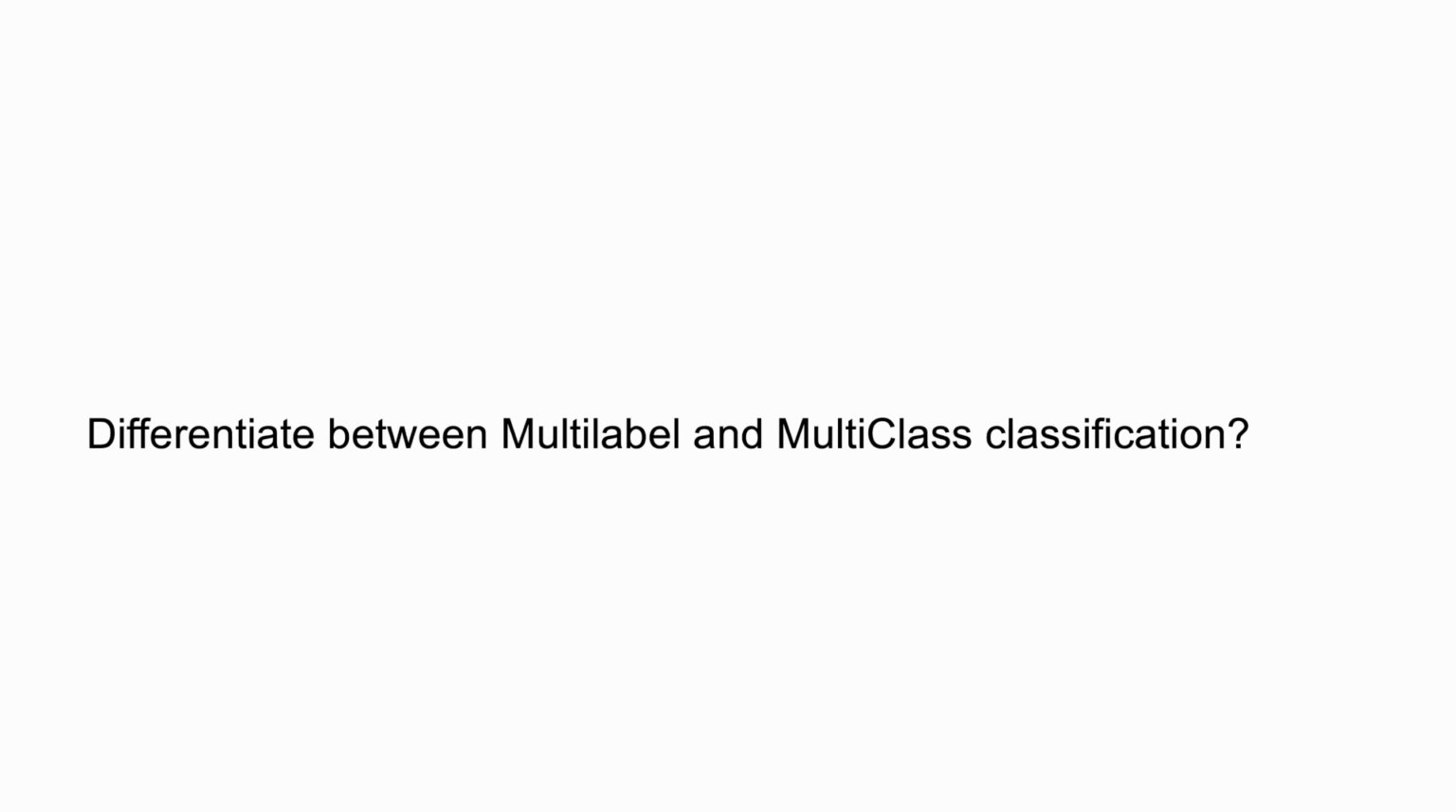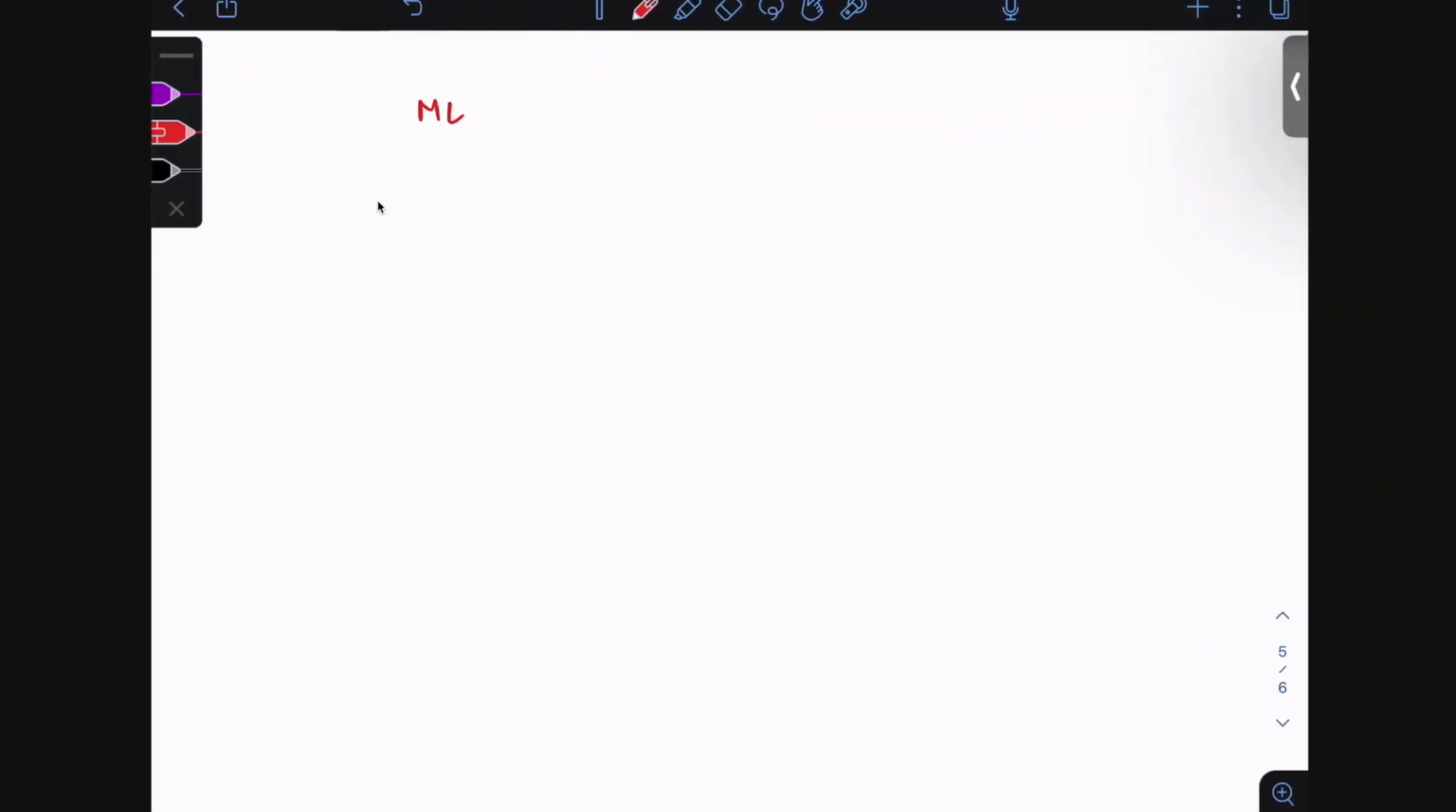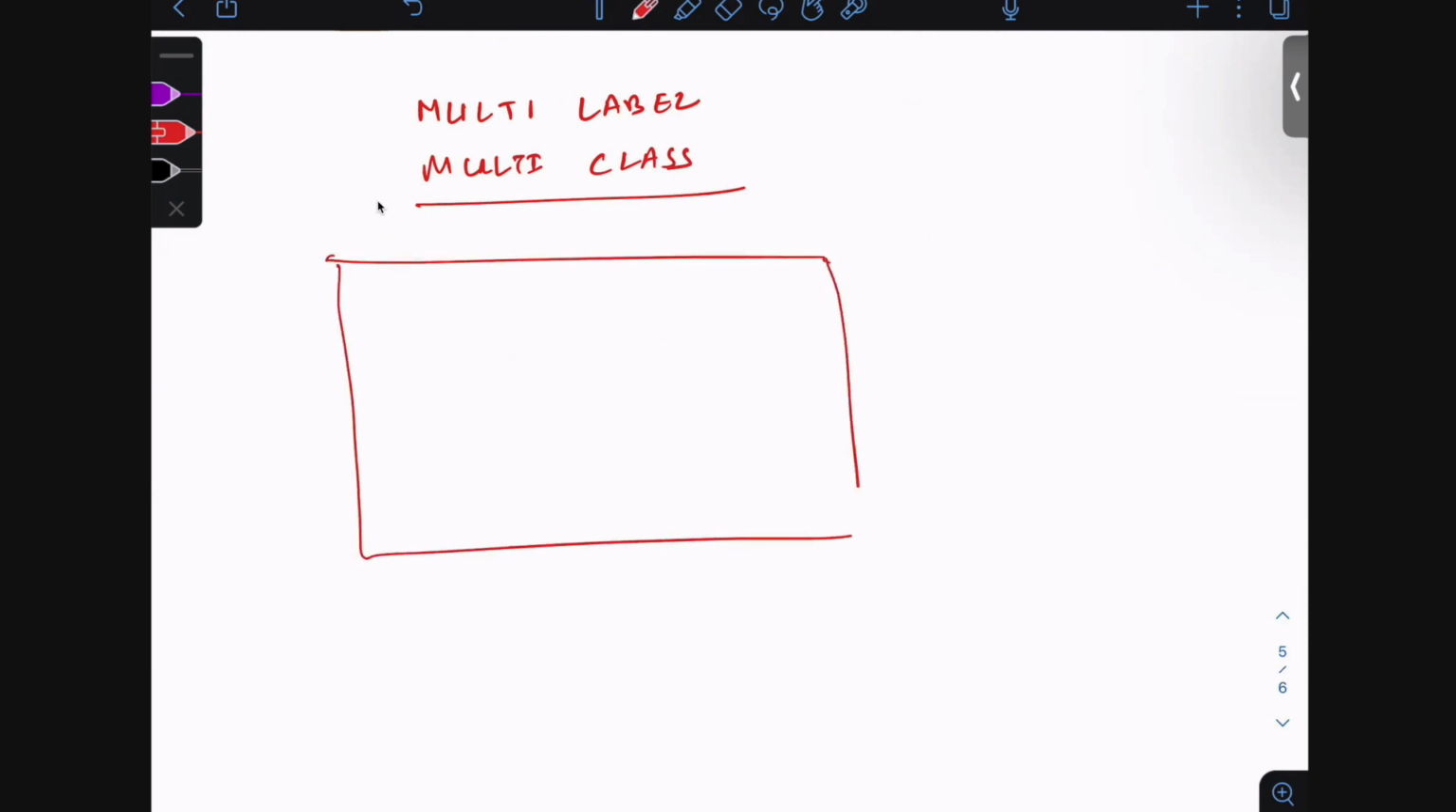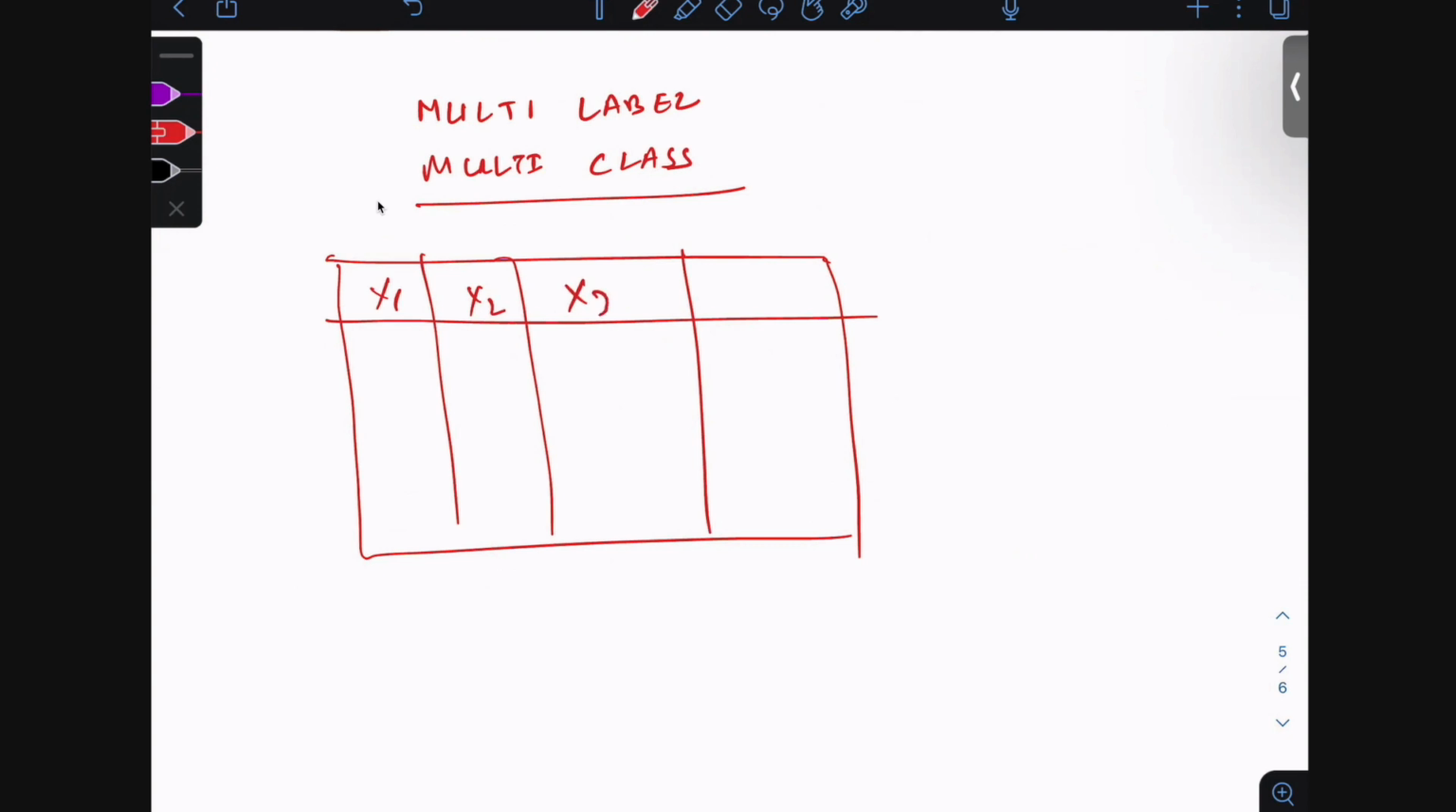The next question is: differentiate between multi-label and multi-class classification. So what is multi-label and multi-class? First, let's try to understand. Suppose I have my features. I have three features, x1, x2, x3, and I have to predict y over here.